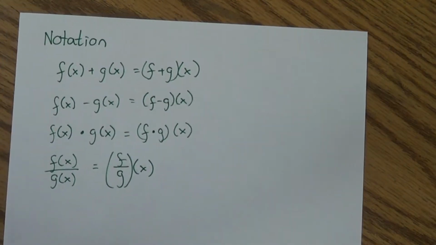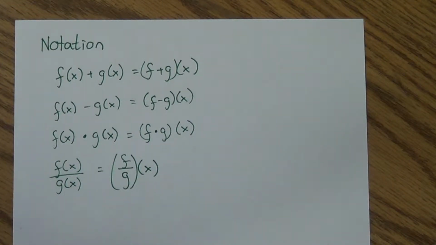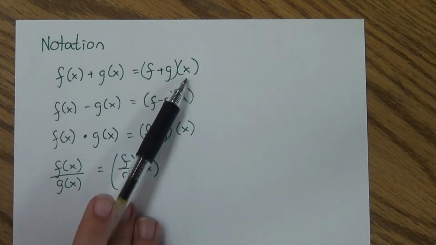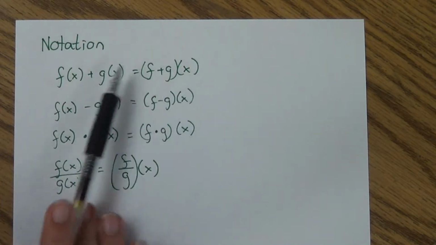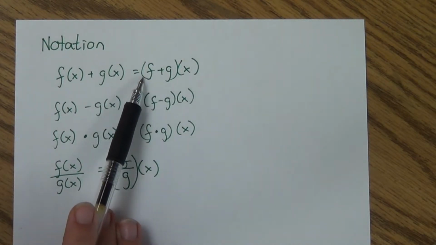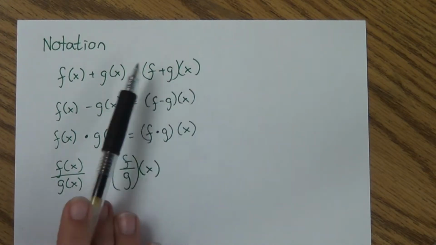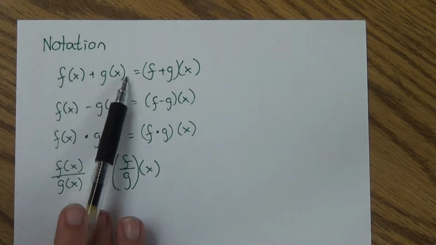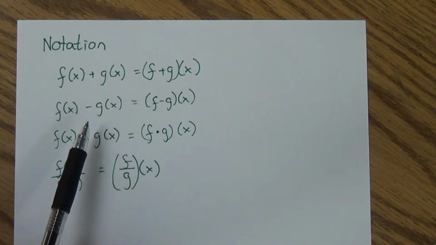Today what we're going to talk about is how to do mathematical operations on functions: adding, subtracting, multiplying, and dividing. So first we need to recognize the notation. There's two different ways to write addition. You can either write it as f of x plus g of x, or you can write it as f plus g of x. Both of these mean the same thing. It means you add the f function to the g function.